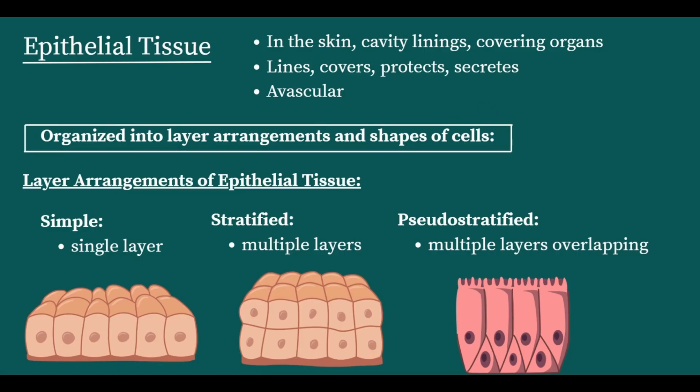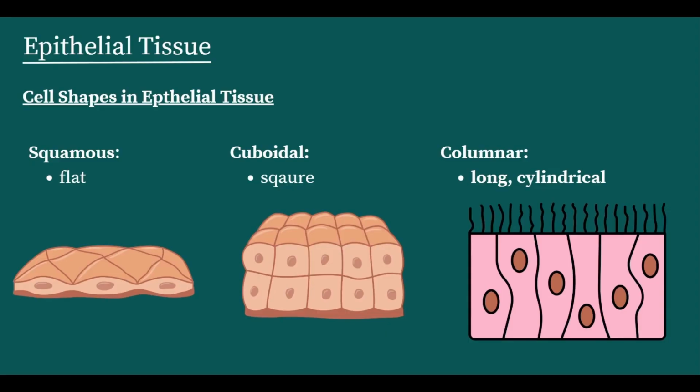So let's see, a simple layer arrangement is just one layer. They can't just say single layer. They call it a simple layer arrangement. Stratified layer arrangement is referring to multiple layers. And then pseudo-stratified arrangement means they're all kind of touching the base, but they're in overlapping layers. So that's pseudo-stratified. And then that can apply to your squamous or flat cells. You could have multiple layers of those, or they could be pseudo-stratified.